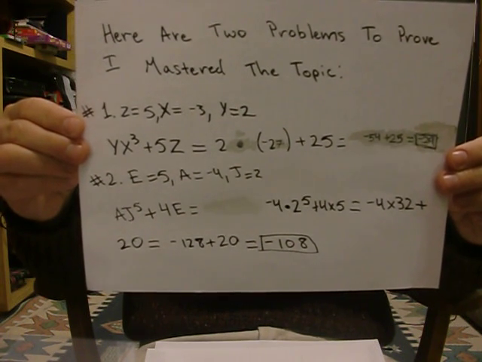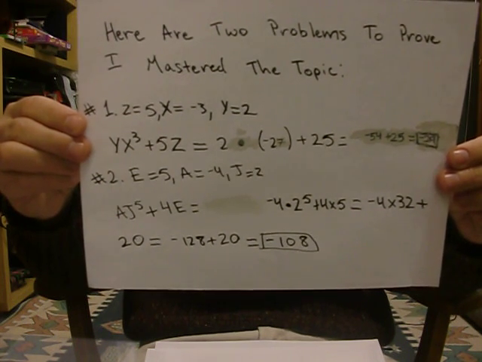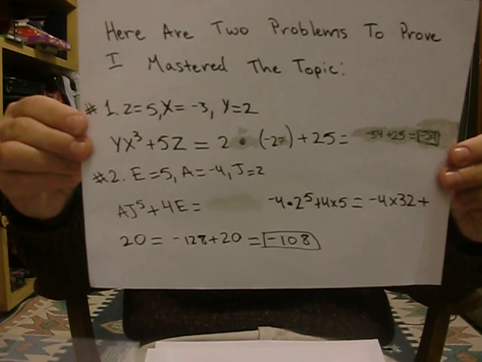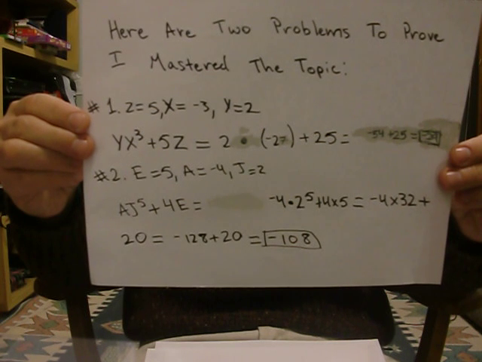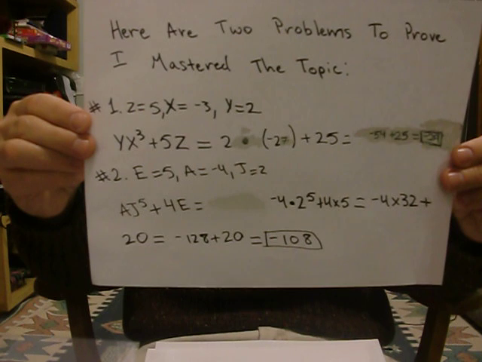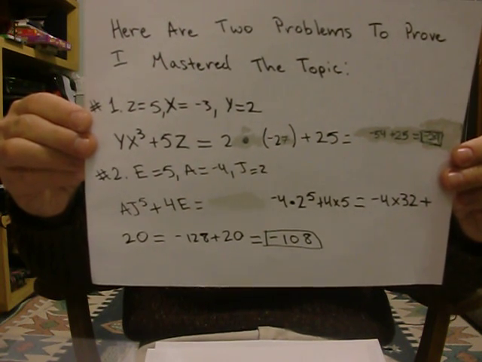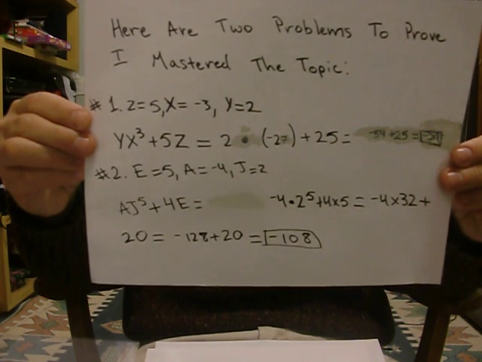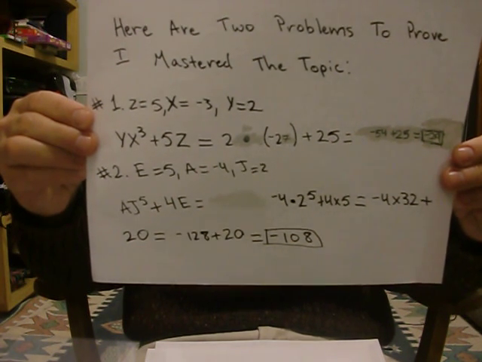1. Z equals 5, X equals -3, and Y equals 2. The problem is YX to the third power plus 5Z. YX to the third power plus 5Z equals 2 times -27 plus 25, which then equals -54 plus 25, which equals -29, which is my final answer.